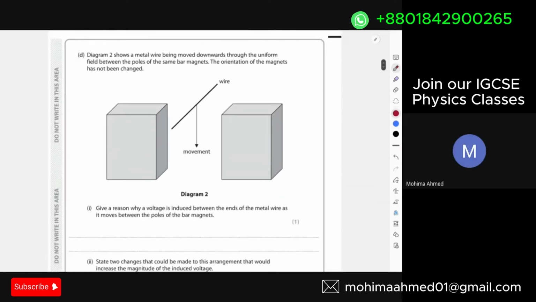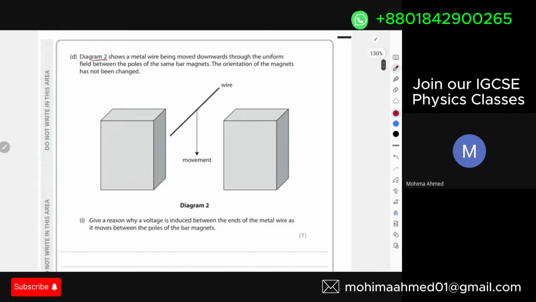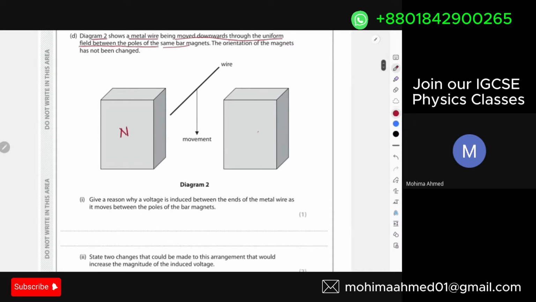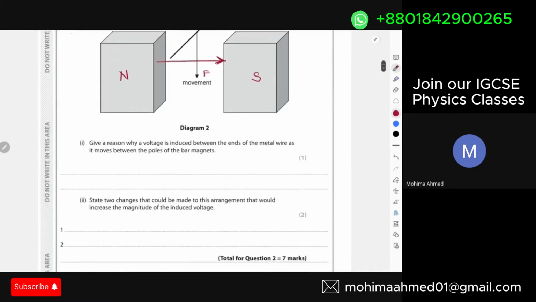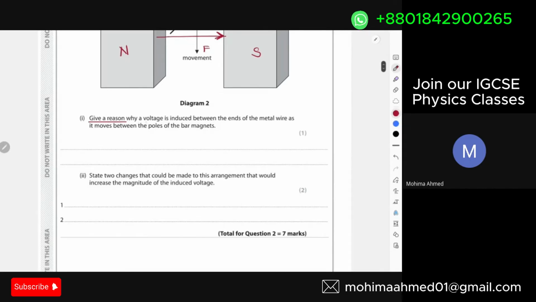Okay, then after this, over here, they're saying that diagram 2 shows a metal wire being moved downward towards the uniform field between the poles of the same bar magnet. The orientation of the magnet has not changed. That means this is still the north pole, this is still the south pole, right? So the field lines are still going from the north pole to the south pole, and in this situation, this wire was pulled downward. That means a force of F newtons was acting on the wire in the downward direction, and we need to give a reason why a voltage is induced between the two ends of the metal wire as it moves between the poles of the bar magnet.